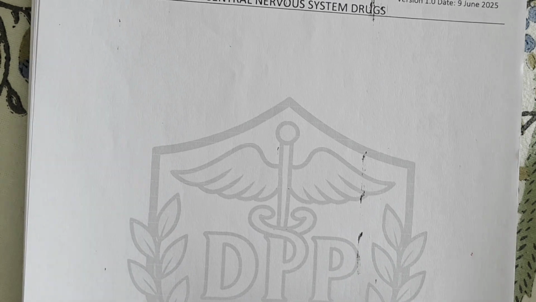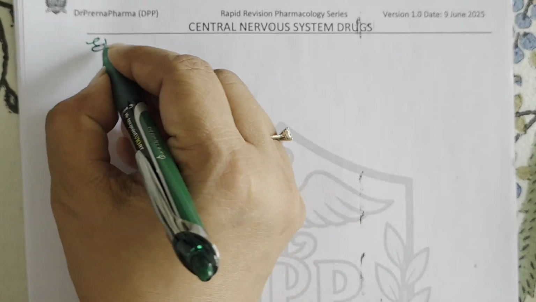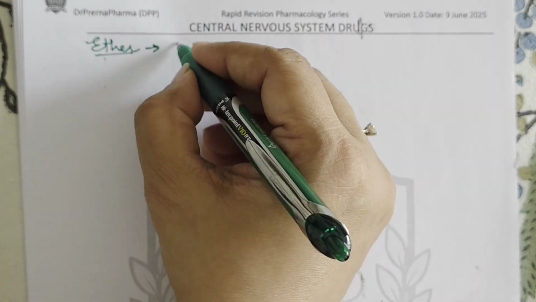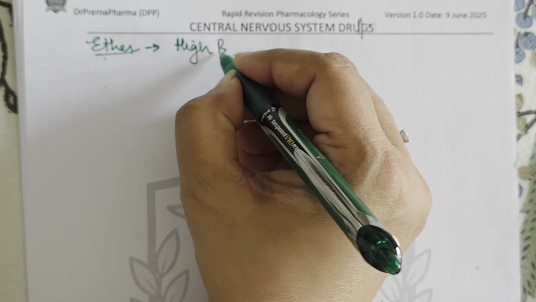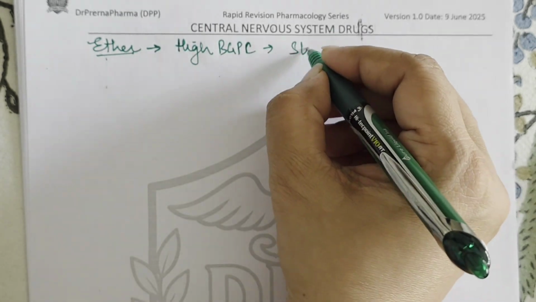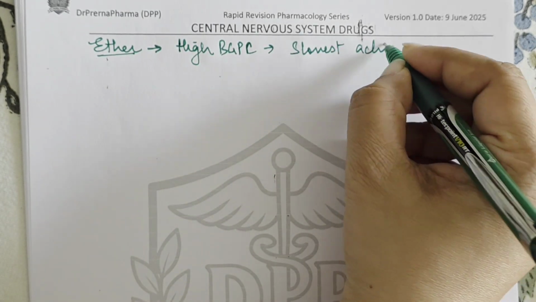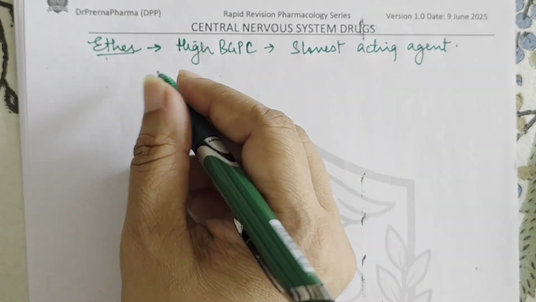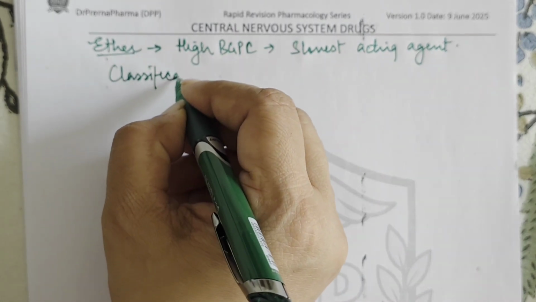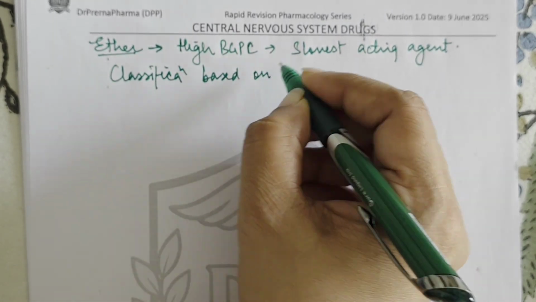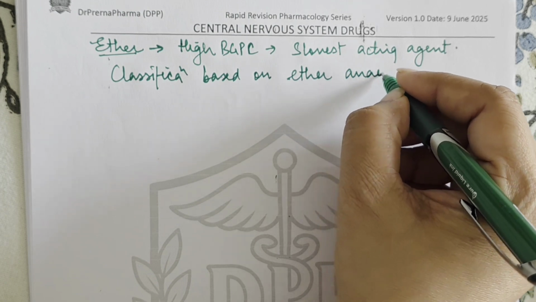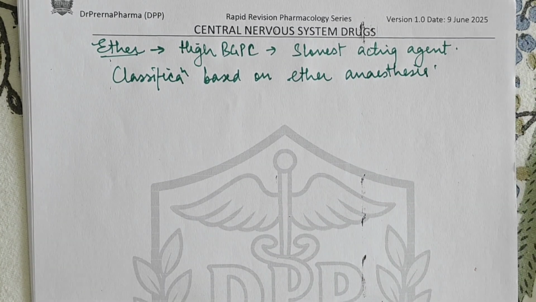Then there is another drug which is almost obsolete now, but we study it for historic purposes, that is ether. This also has a very high blood gas partition coefficient, and so it is also one of the slowest acting agents. And the earlier classification was based on ether anesthesia, right? The 4 stages of anesthesia that we study are based on ether anesthesia.